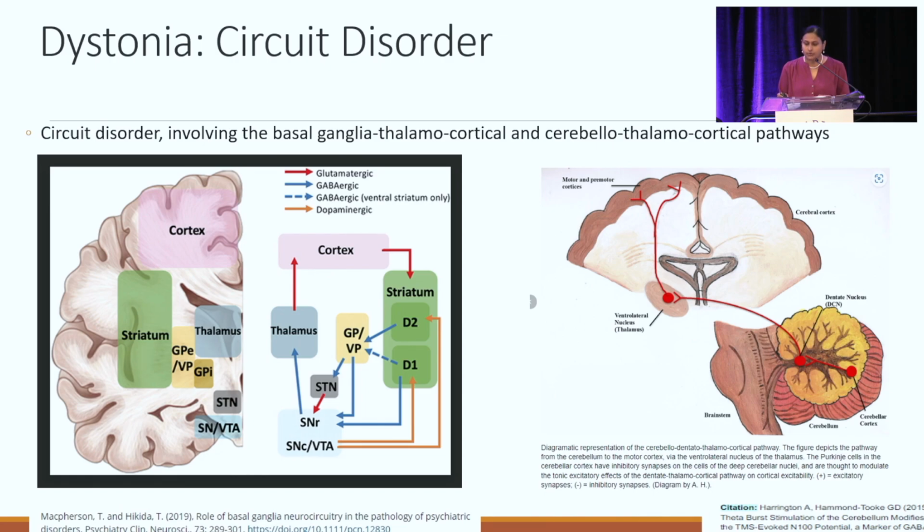And so that's an important thing that we want to think about, that it's not necessarily always one spot in the brain, but there's multiple areas, part of the circuit, that can be abnormal, that can lead to dysfunction.